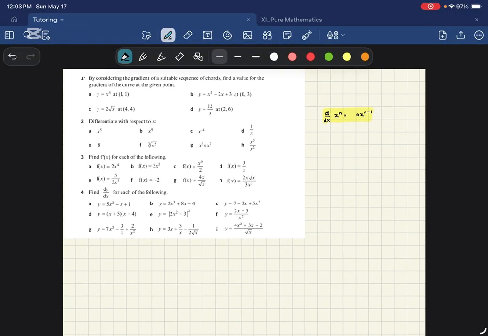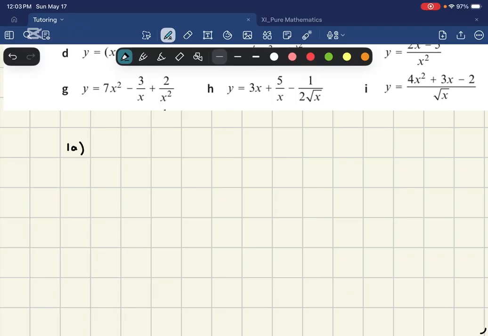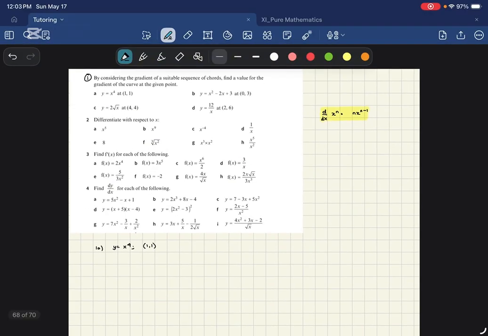For question 1, we're going to solve the question by using the definition. So you can skip ahead because I don't think the definition is going to be tested. So you can start by looking at from question 2. I'll also do it directly at the end. All right. So the first part, I'm given y is equal to x to the power 4. And I need to find the gradient slope at the point 1, comma 1.